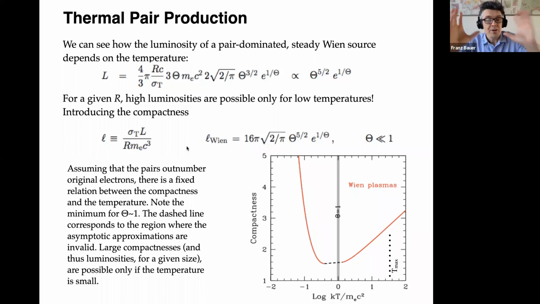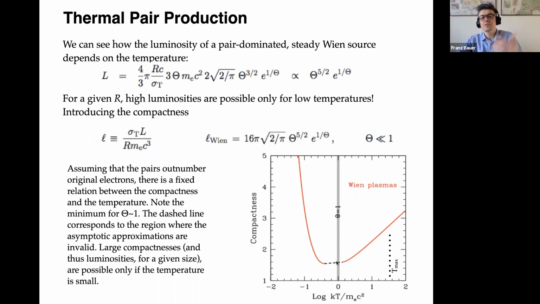So this is all a little bit, it takes a little bit of time to wrap your head around this. But the point here is that we have a sort of minimum that comes around here. So for temperature equals 1, the compactness is at a minimum. And so for a fixed region, that means the luminosity is at a minimum when we're around here.